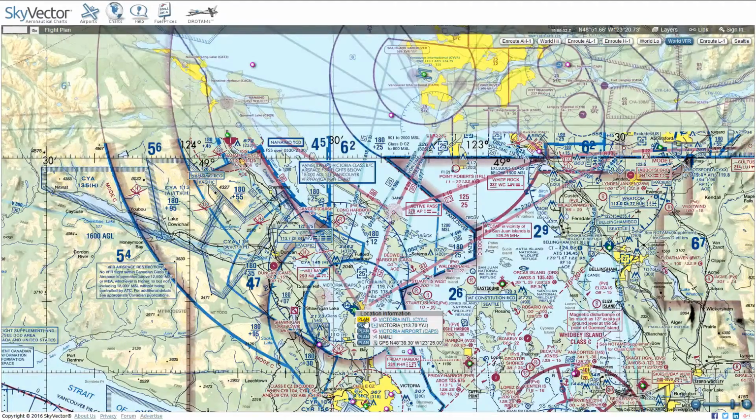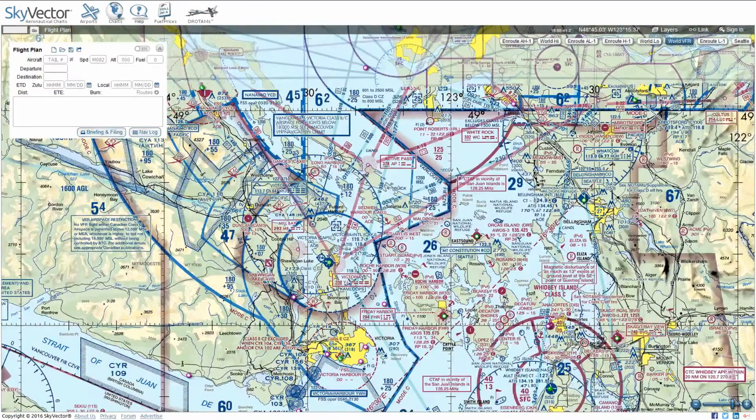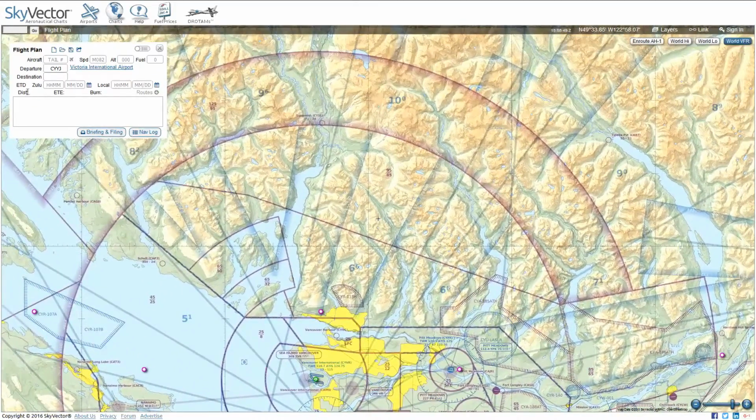Right, let's try this again. Okay, we're not going from Victoria to Victoria. I have CYYJ in as my departure there. I'm going to set Squamish as my destination.